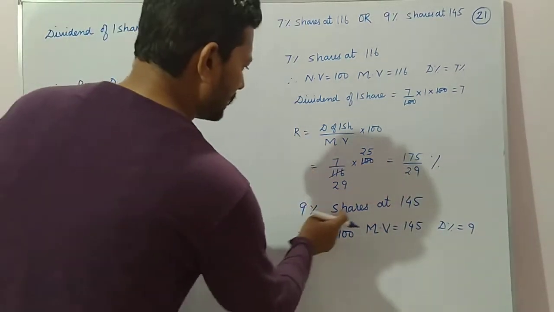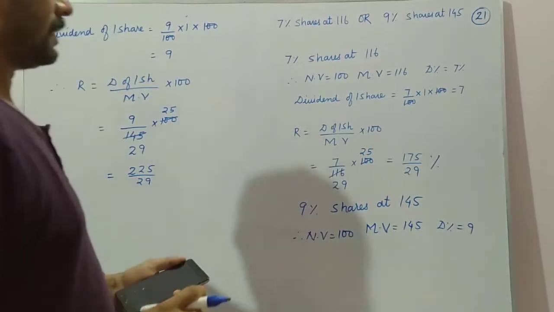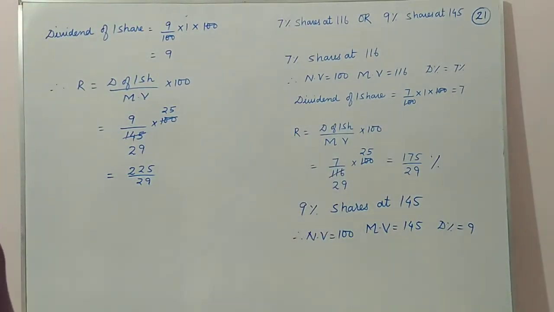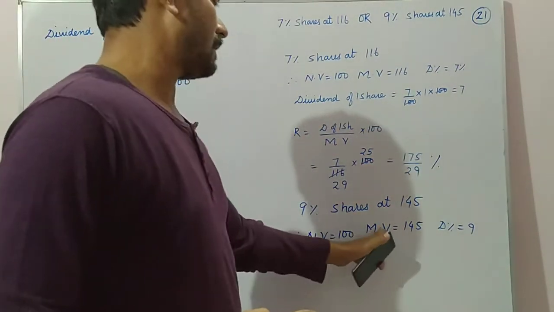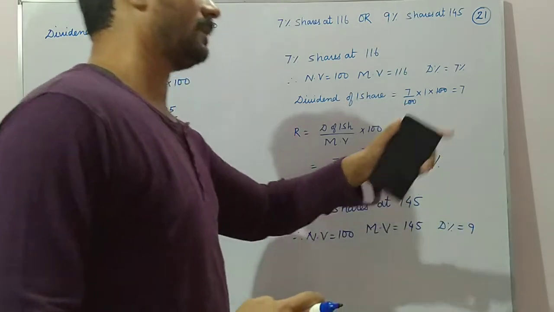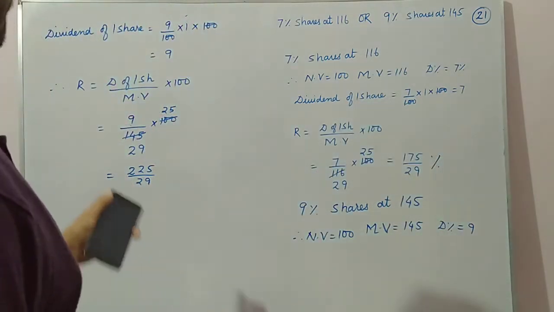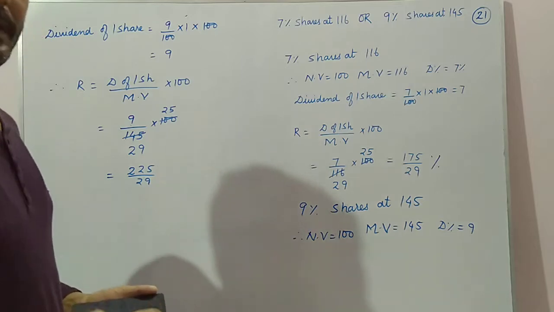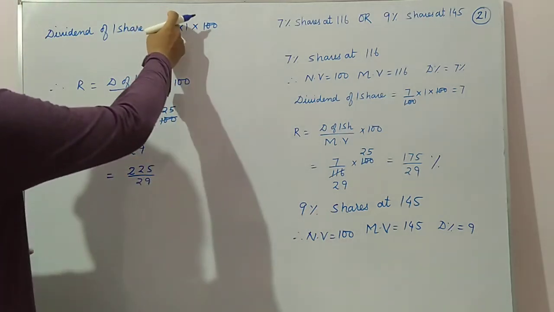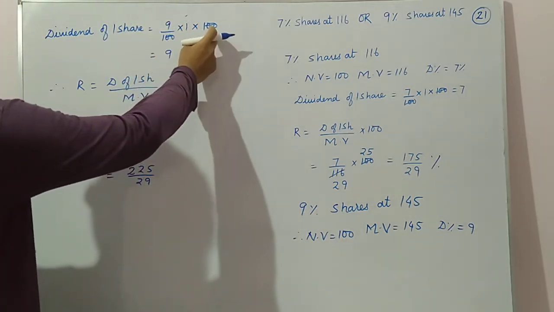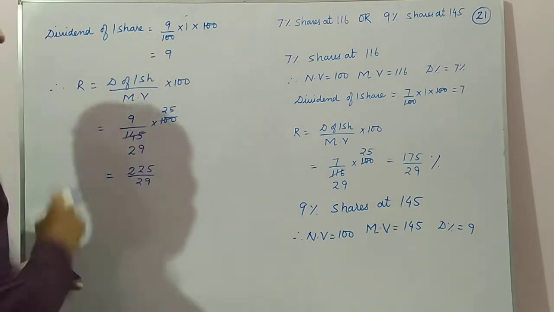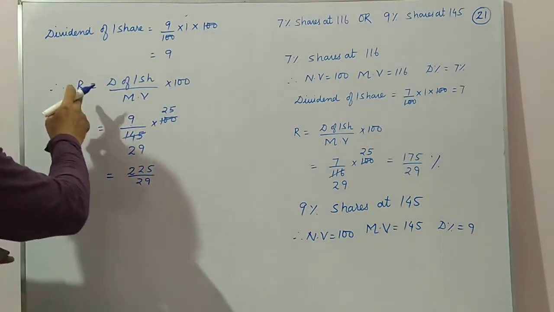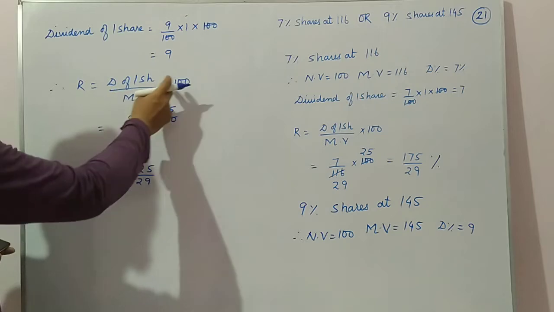Second one is 9% shares at 145. That means what? This quotation means what? Nominal value is 100, market value is 145, dividend percent is 9%. So again we will find dividend of one share. So dividend of one share, that is what? Dividend percent by 100 into number of shares 1 into nominal value 100. You are getting 9.